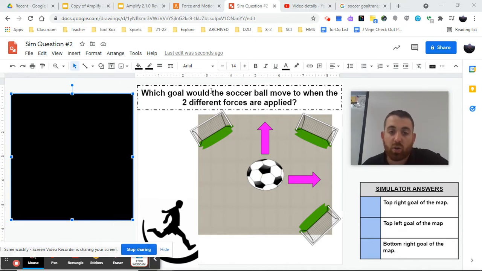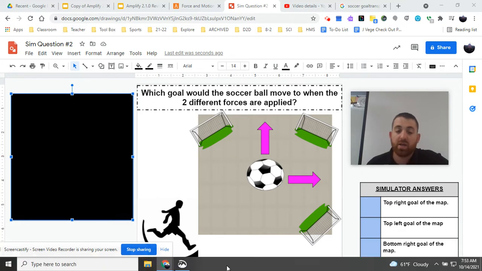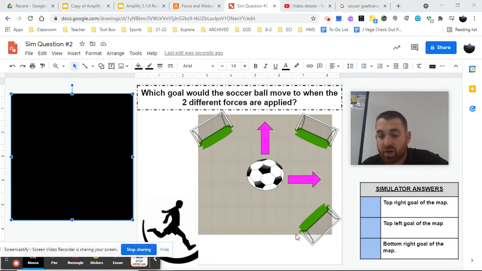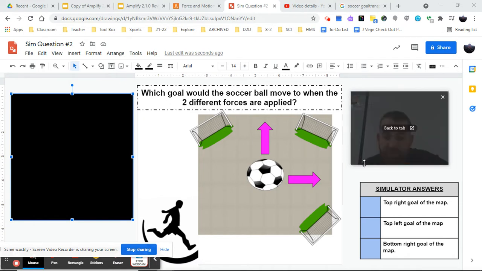So the question asks, which goal would the soccer ball move to when the two different forces are applied? We're imagining that maybe there's one or two soccer players kicking the ball, and each force applied to the ball is pointing in the two directions that we see here. So we have two forces applied to the soccer ball in these directions, and the question is, which goal would it move to? Would it move to the goal in the top right, the goal in the top left, or the goal in the bottom right of our map?